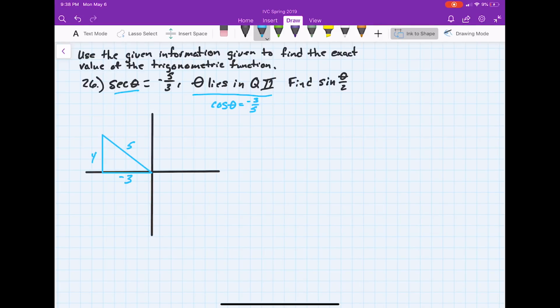And then we need to know y. But do we need to know y? I don't think we need to know y, because the half angle identity for sine is plus or minus the square root of 1 minus cosine theta over 2. So we don't even need to know what y is. So we can just plug our cosine into this equation. And we're going to deal with the positive part because sine is positive in quadrant 2. So, 1 minus negative 3/5 over 2.